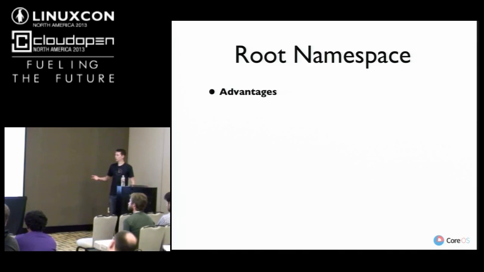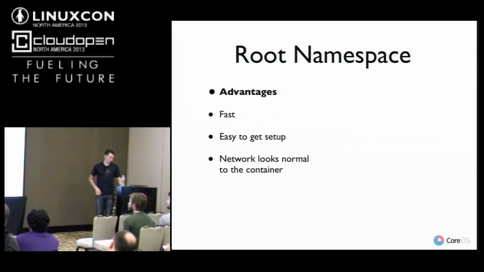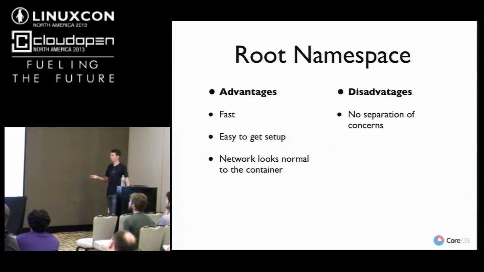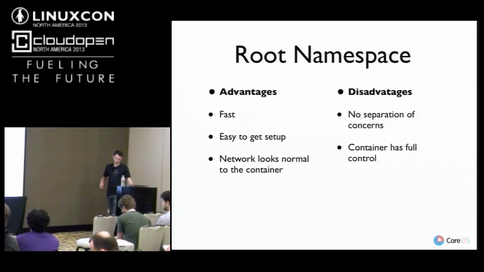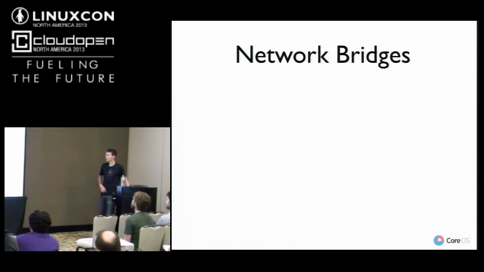So the advantages of the root namespace are that it's really, really fast. It's easy to get set up because you don't have to set up bridging or anything. All the network looks normal to the container. It's not fancy. There's no socket activation or anything. The disadvantages are that there's no separation of concerns. You can just turn on and off the Ethernet devices, change their MAC addresses, et cetera. And the container is in full control, essentially.